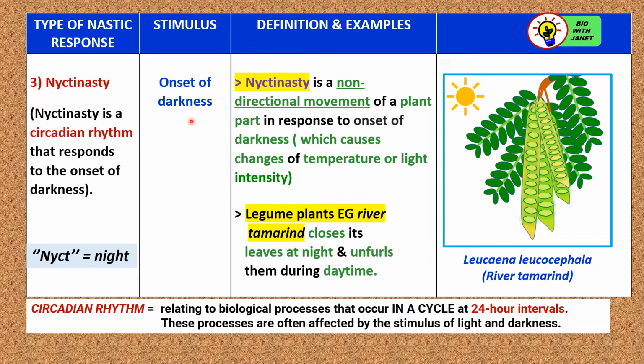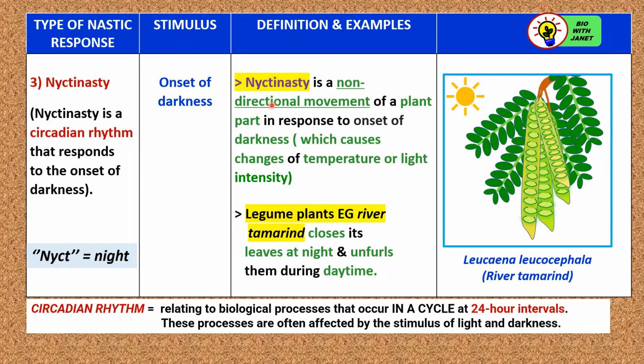The third type of nastic response is called Nyctinasty. Now the word nyct, N-Y-C-T, actually means night. So in Nyctinasty, the stimulus is the onset of darkness, or the arrival of darkness every day, which occurs at about 6 to 7 p.m. in the evening. So it's when night approaches.